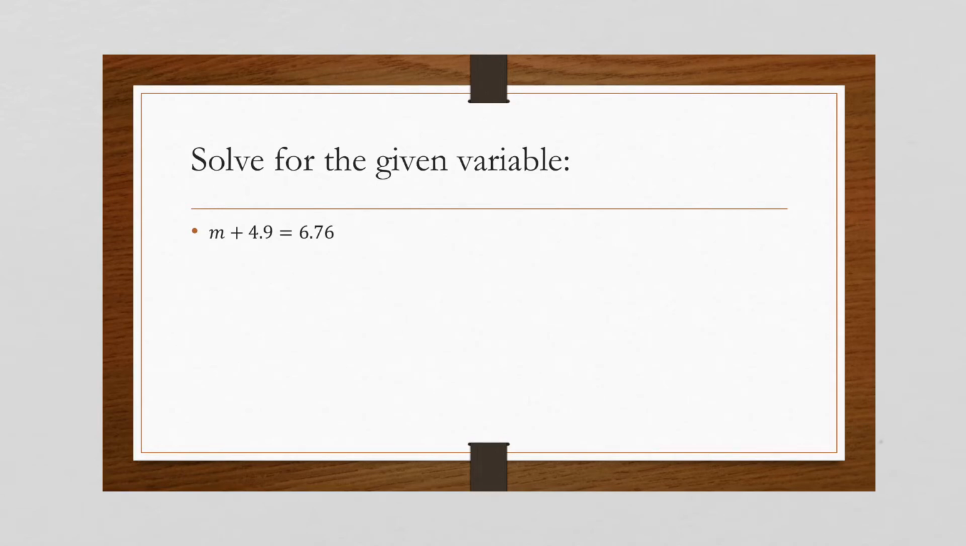All right, for this problem here, what's happening to my variable? It's being added to 4.9, so I want to undo addition with subtraction. So subtract 4.9 from both sides. So I get that m is equal to, now on my calculator, again, I do a lot of stuff with the calculator because it's just easier. So I'm going to type in 6.76 minus 4.9, and I get, whoops, I dropped my calculator, 1.86. And that's my final answer.